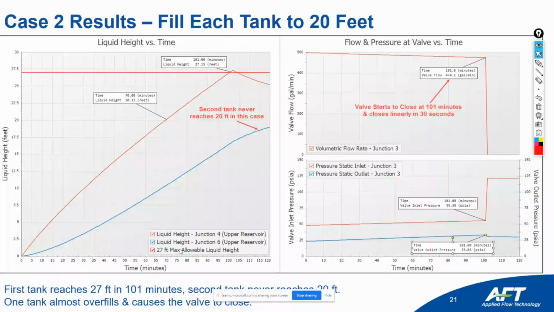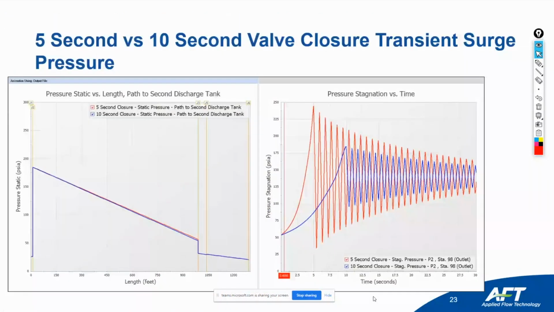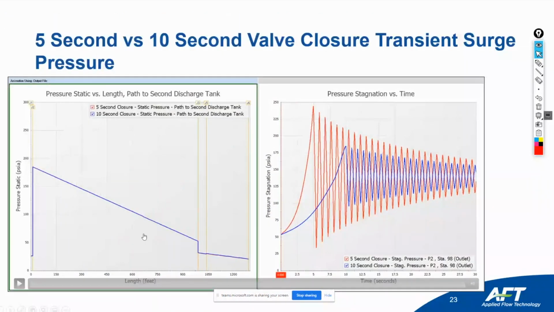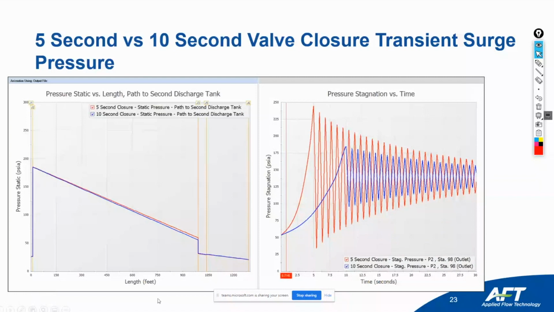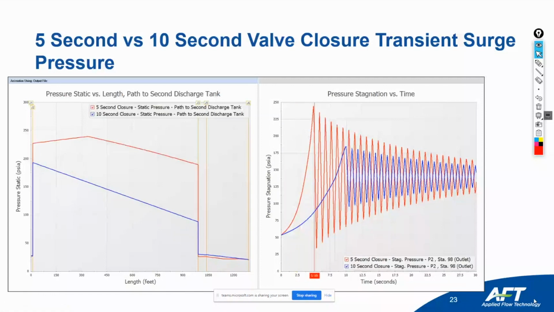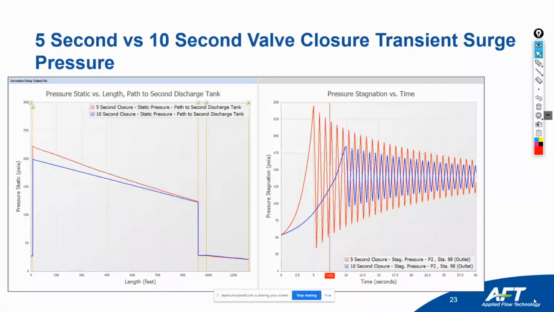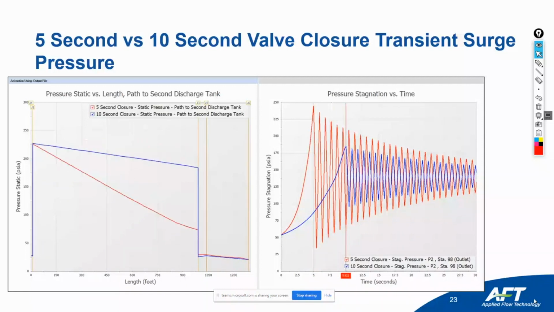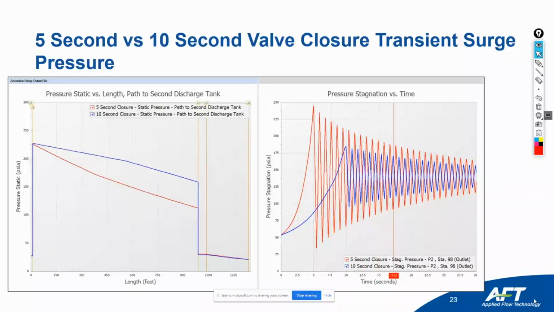And so this is where the water hammer simulation begins. So once the valve is slammed shut, when you do the water hammer analysis, this is going to demonstrate how the pressures are actually changing throughout the system by accounting for the acoustics. So the red line is for what it looks like if we close the valve in 5 seconds, and the blue line is what it looks like if we close the valve in 10 seconds. And this is part of the water hammer analysis to determine how long you should close the valve to reduce the pressure surge that you would see in your system.